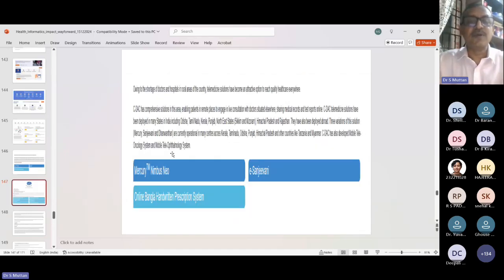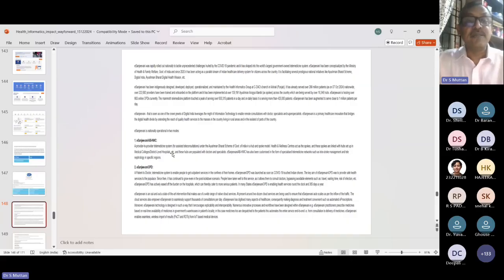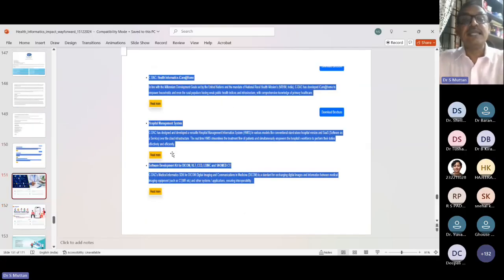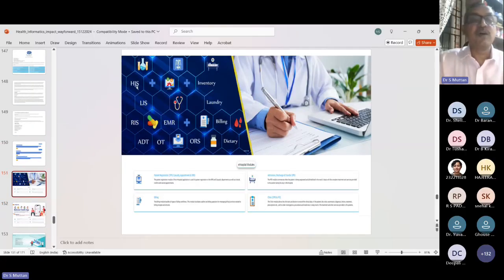This is the telemedicine that has been done by CDAC, e-Sanjeevani. Then you have the salient features of it. CDAC Health Informatics. This is what I was explaining: hospital information system, laboratory information system. RIS means radiological information system. PACS is there. EMR, electronic medical record.